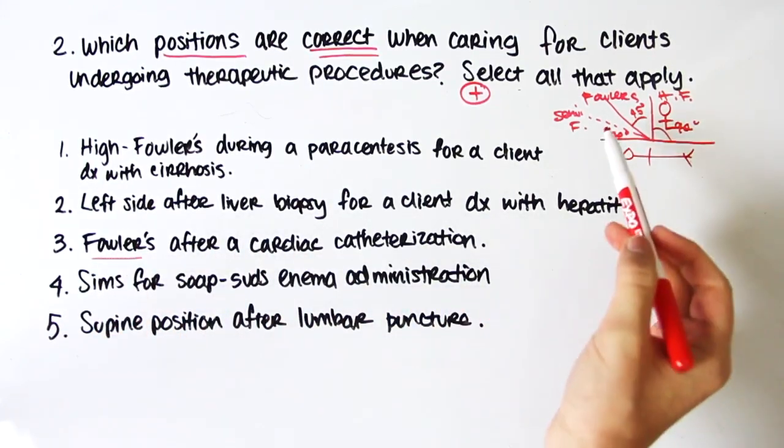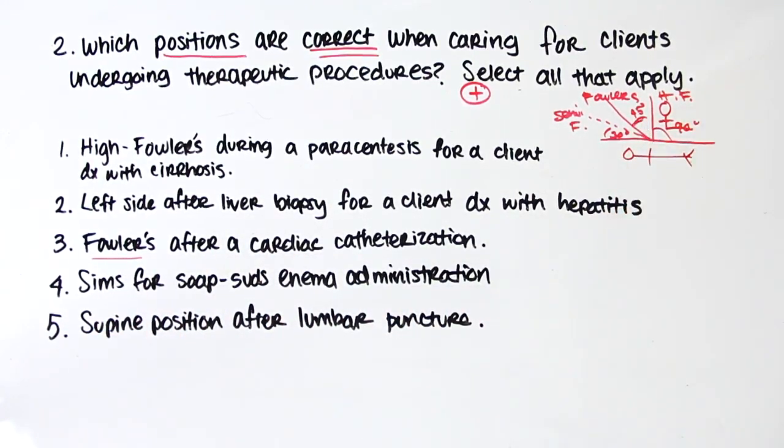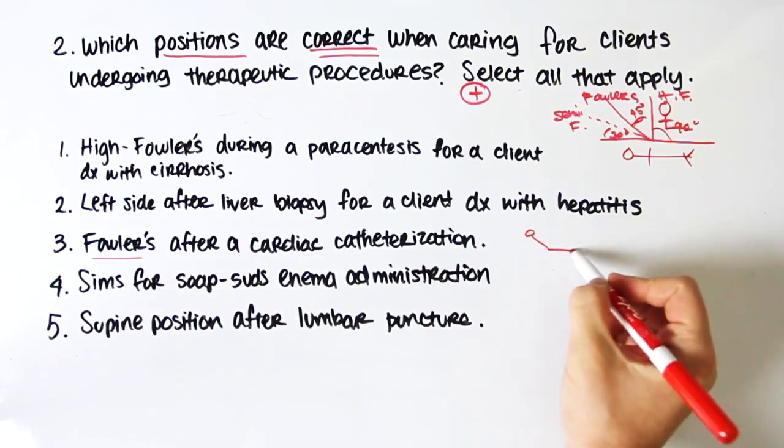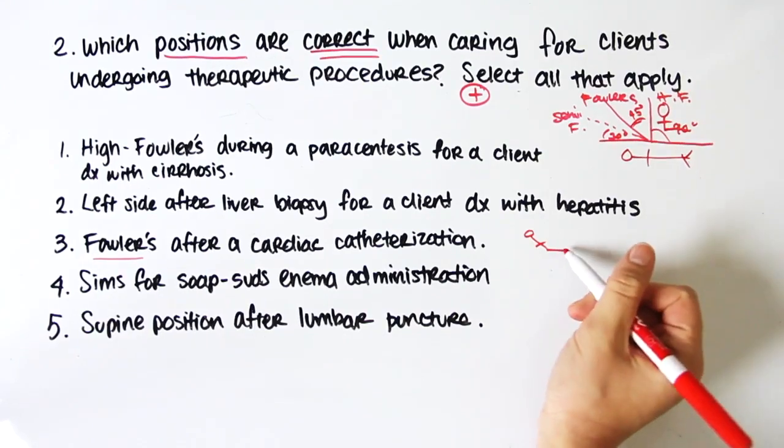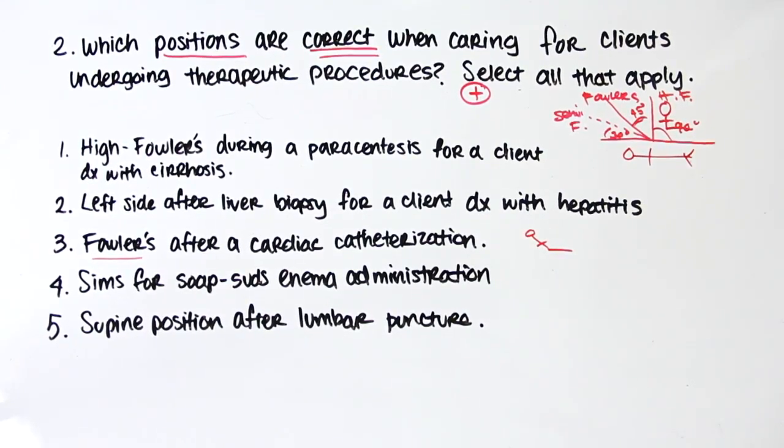So we know that Fowler's is about 45-degree angle, right? So the patient is sitting up like that, maybe a little bit higher. But after a cardiac cath, why would we have this patient in a Fowler's position? Why would that pose a risk? Why is that not correct? Because that would put the patient at risk for bleeding, for a hematoma.